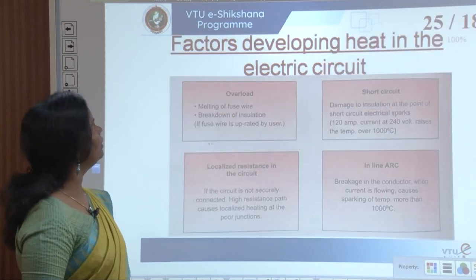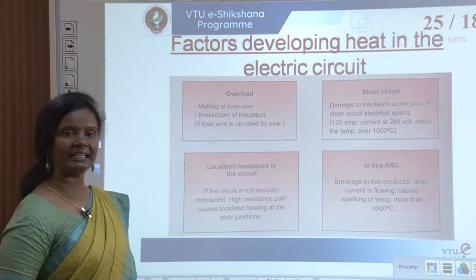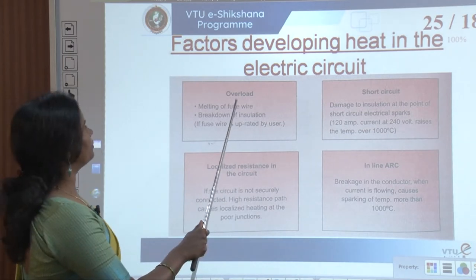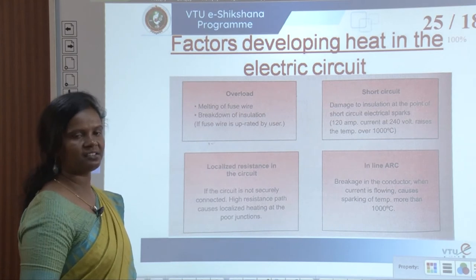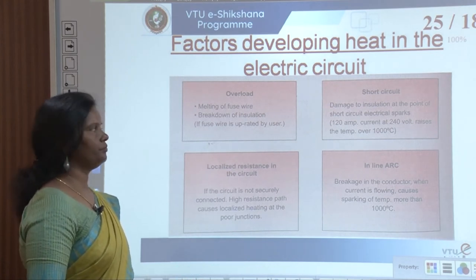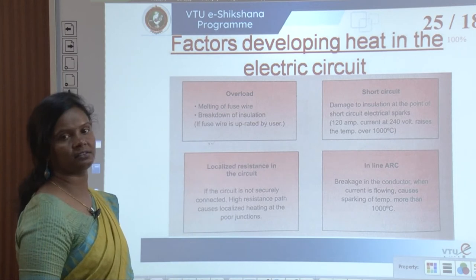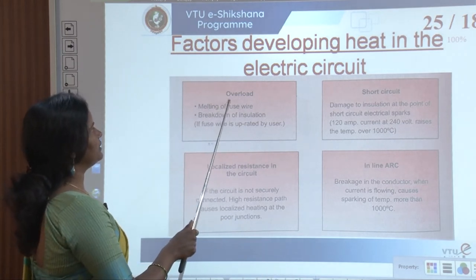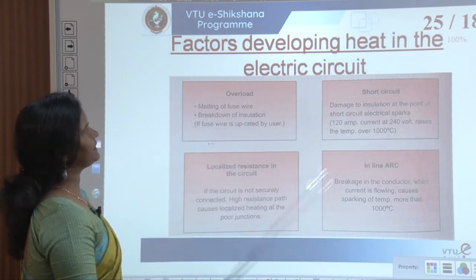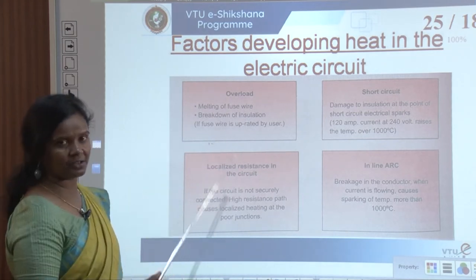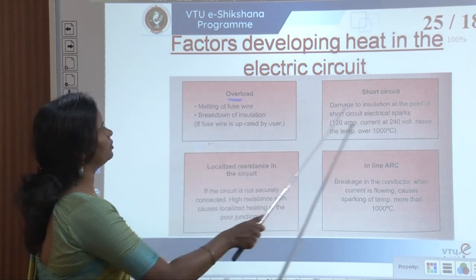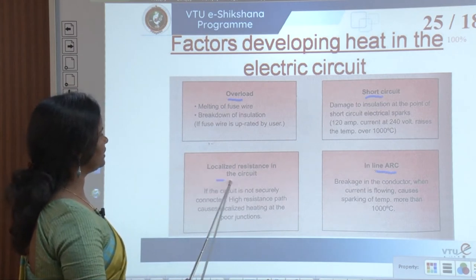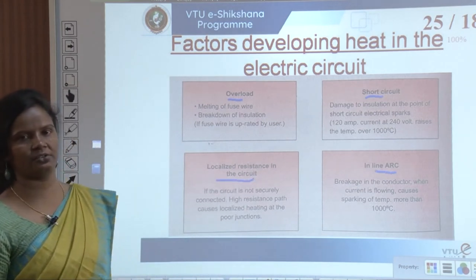Right? So, factors developing heat in the electric circuit. We discussed in detail what different appliances or electrical systems can cause electrical fire. Now, how heat can be developed in the electrical circuit is something we are looking at: overload, short circuit, inline arc, localized resistance in the circuit.